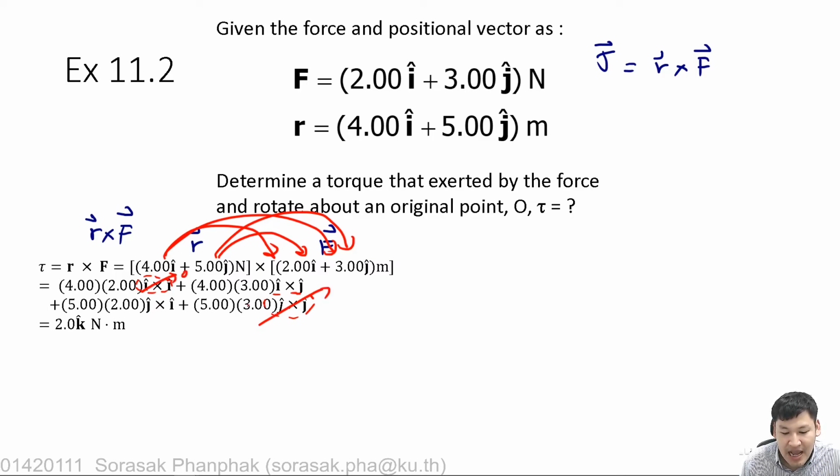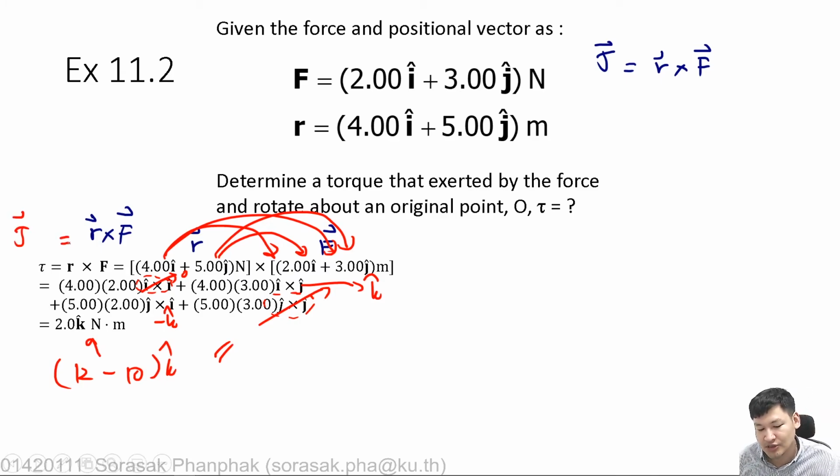And what matters is i cross j, which is k, right? i, j, k. And j cross i is a minus k. Here is minus k. So finally, you only have k terms: this is like 12, and then you minus 10 here in k directions. And this is the answer, if you would like to find the torque from the definitions of the cross products. This is our first method.